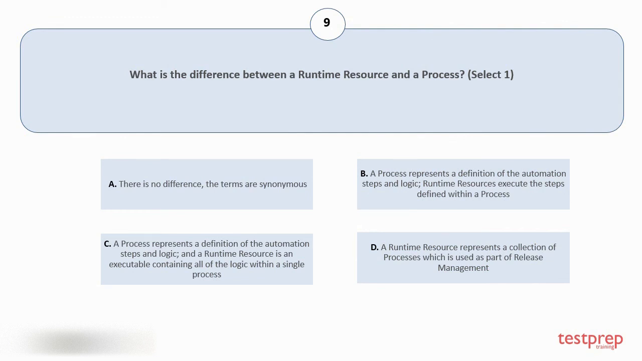C. A process represents a definition of the automation steps and logic, and a runtime resource is an executable containing all of the logic within a single process. D. A runtime resource represents a collection of processes which is used as part of release management. The correct answer is option C.